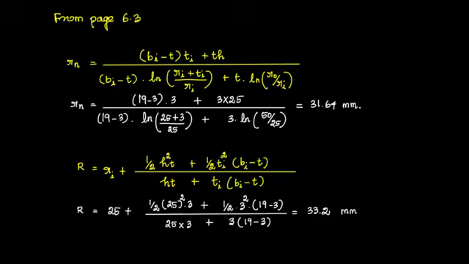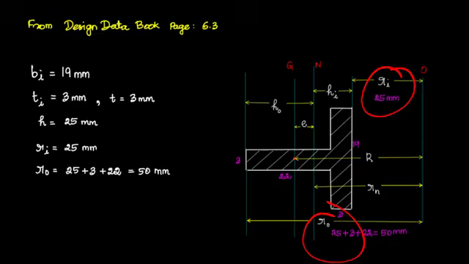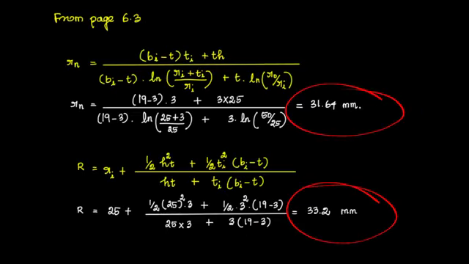And here I get Rn is equal to 31.64 mm and capital R is equal to 33.2 mm. So we can see the diagram here. We know the Ri value, we know the Ro value. Similarly, Bi, T, Ti, then the total value H is 25. So we know all these values from the diagram. By substituting all the values, we can calculate capital R and small rn, using the formula taken from page number 6.3 of the Design Data Book, PSG publication.